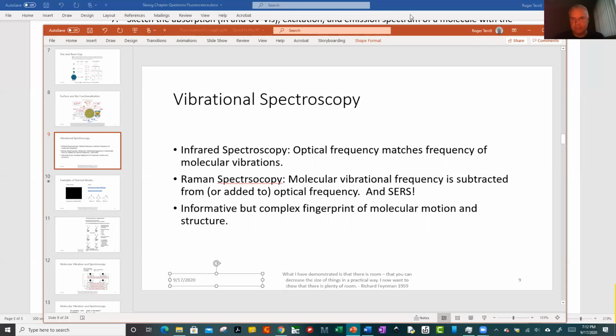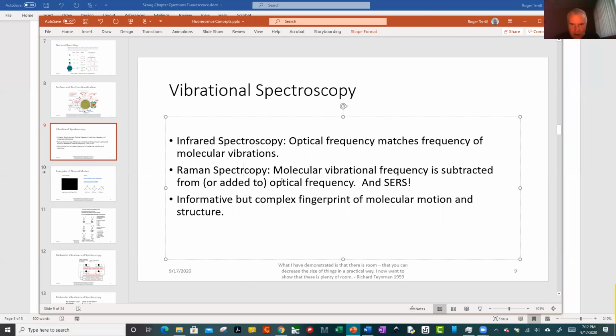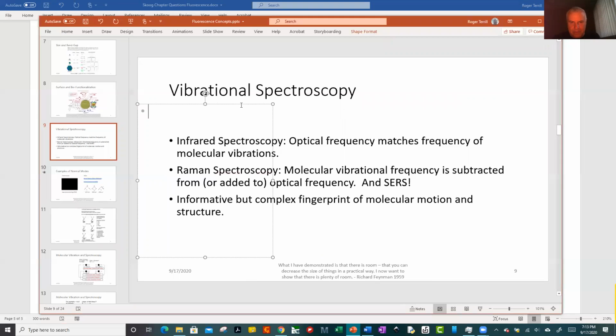Okie doke. Are we done? I promise you this is, oh wait, spectroscopy. It's probably not spectroscopy. Oops. There we go. Spectroscopy. There we go. Okay. You guys are good at giving me the silent treatment.